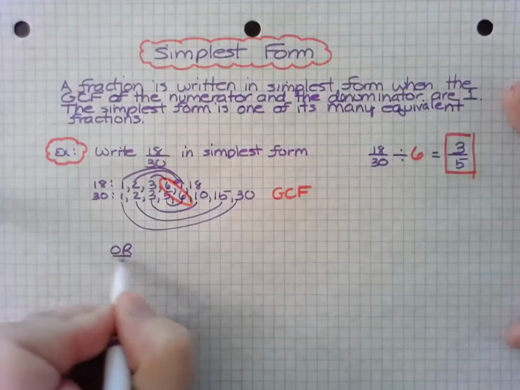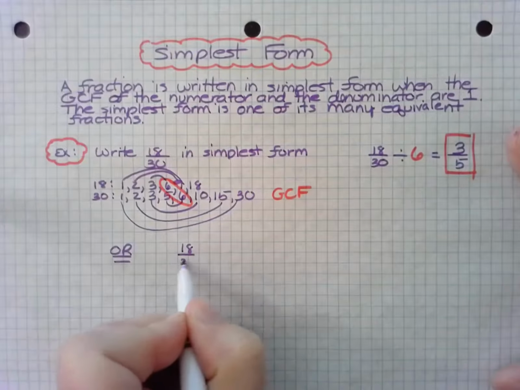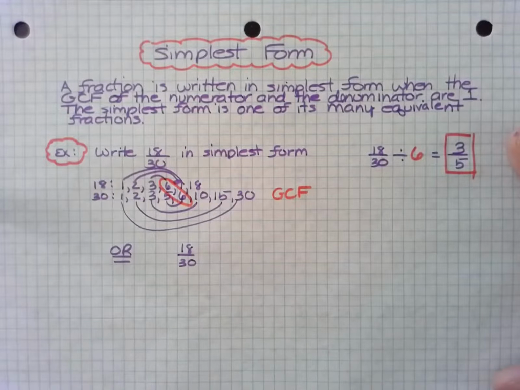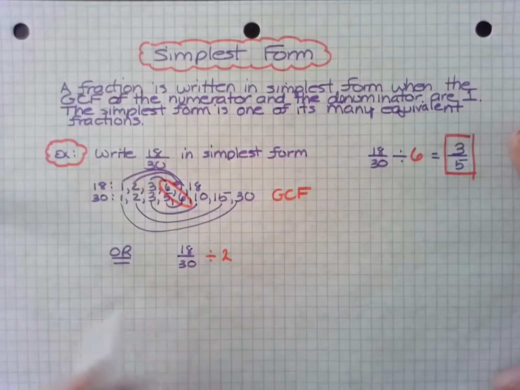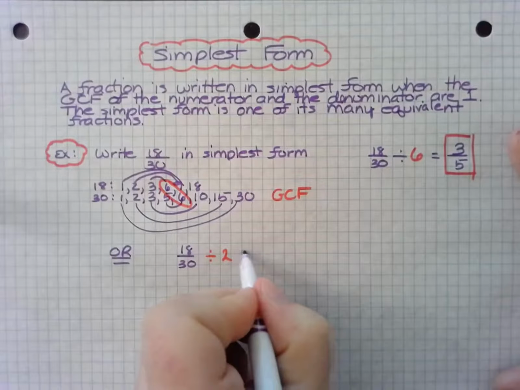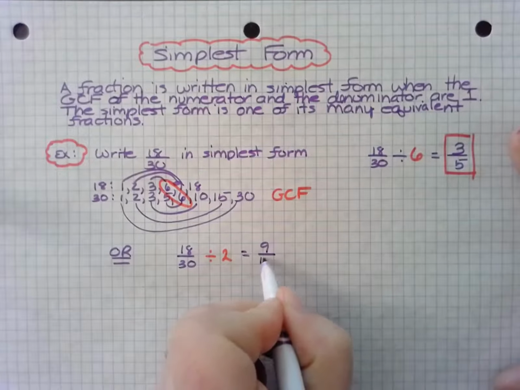Or you could do it this way. See, I have 18 divided by 30, and I see that there's a common factor of 2. So I'm going to divide both of those by 2. 18 divided by 2 is 9, and 30 divided by 2 is 15.